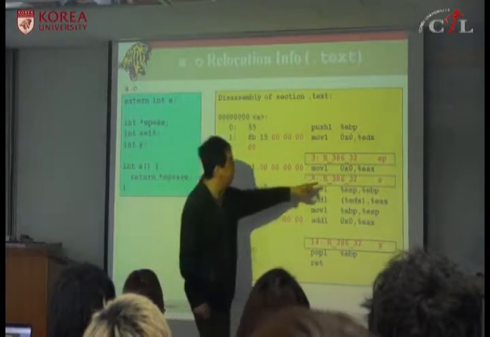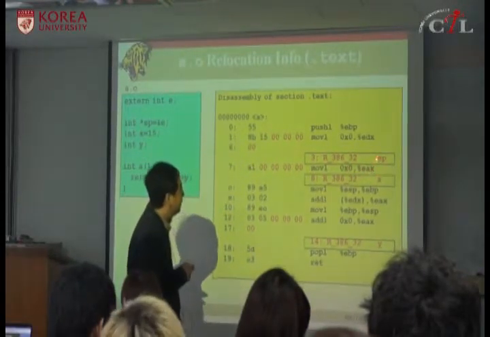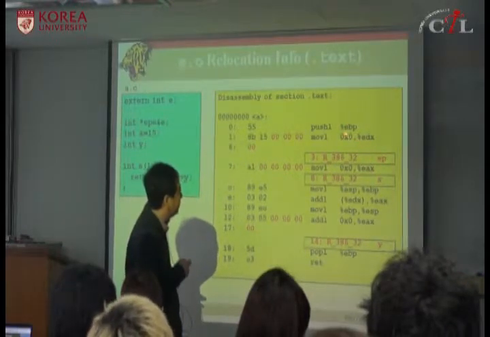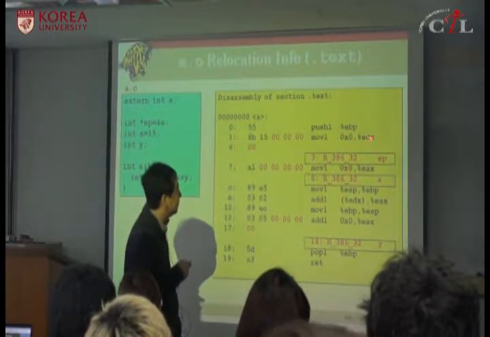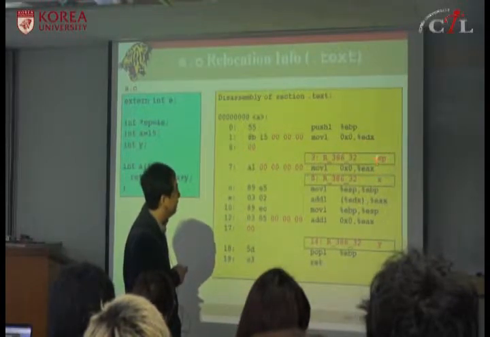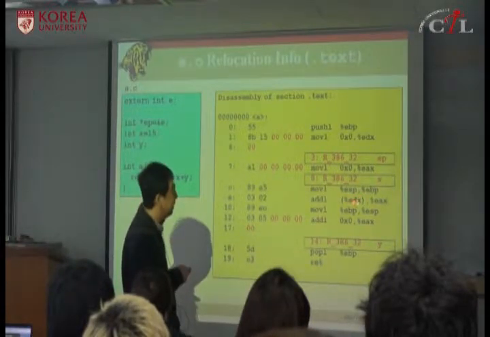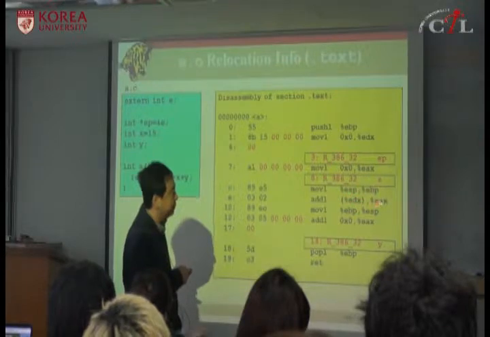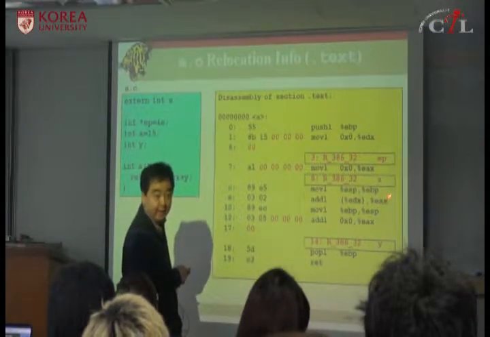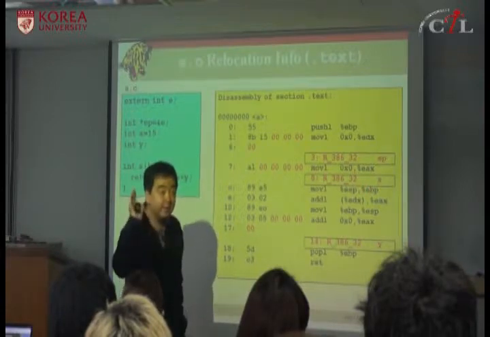Because X is already loaded into this EAX, address of EP is loaded into EDX. Okay? So using the address EP, you access memory. So this corresponds to star EP and add the data to X. Okay? So this corresponds to star EP plus X. Okay?